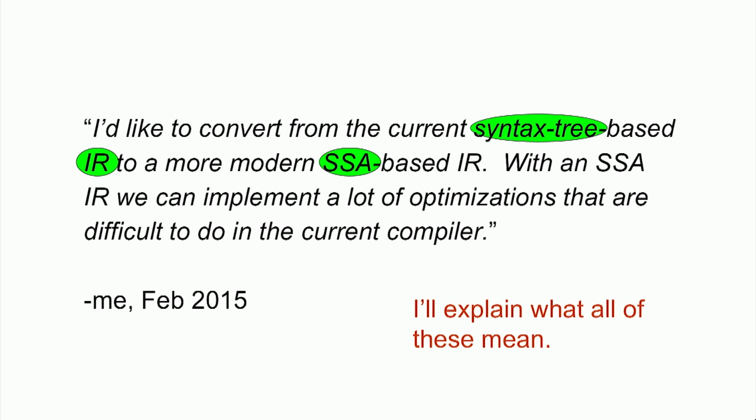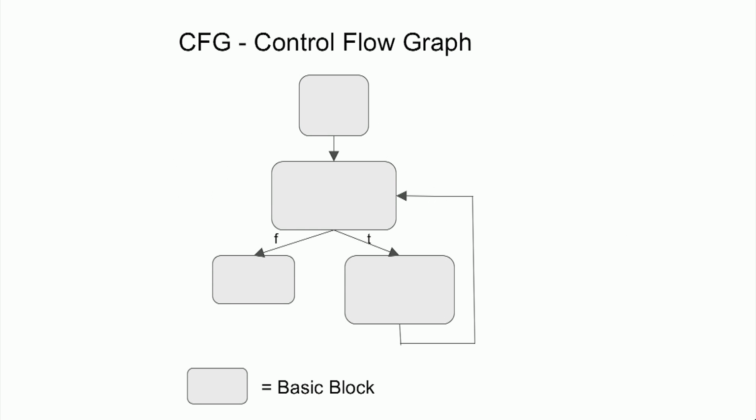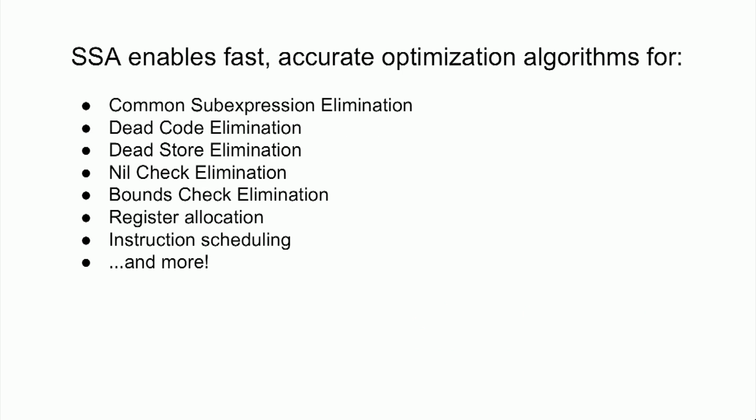Let me explain what some of those optimizations are. Here we go. SSA enables a whole bunch of new optimizations that were hard to do in the old compiler. The first is common subexpression elimination, and that means that if I compute some value twice during my program, instead of computing it twice, I would rather compute it once and remember the result, and then I can just use that result again later in the program. I don't have to recompute it.